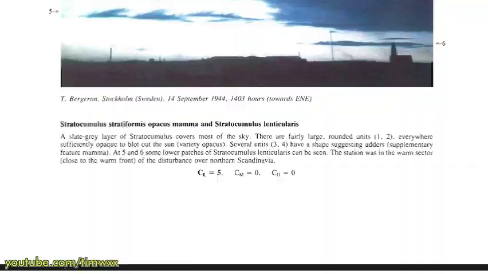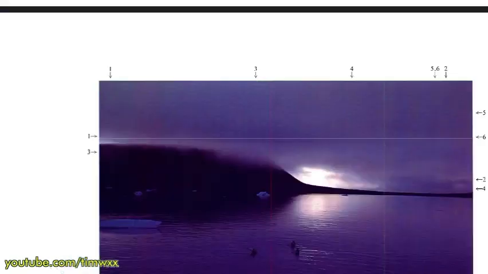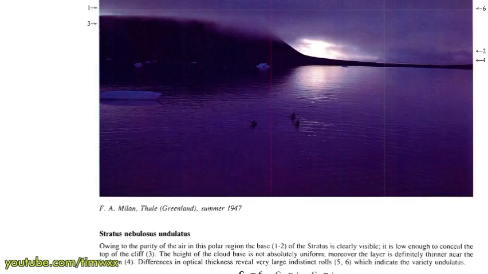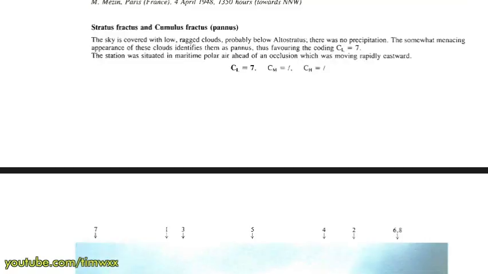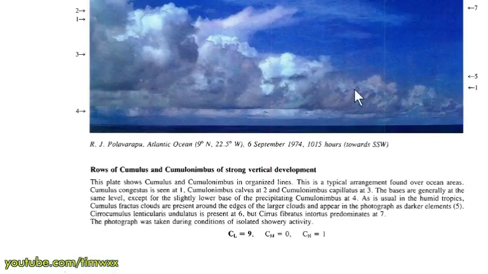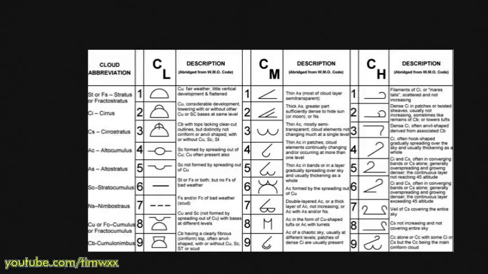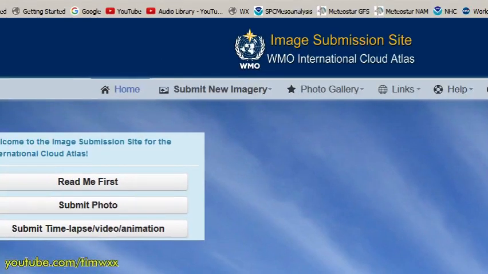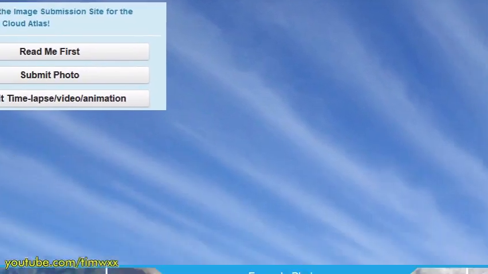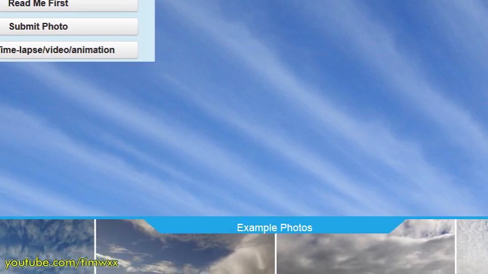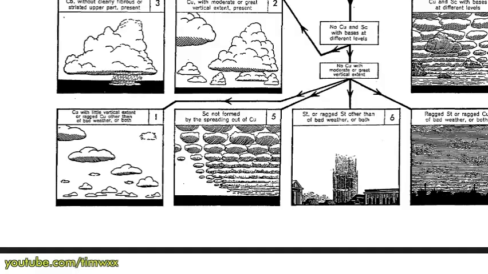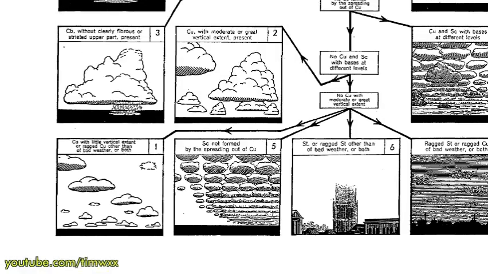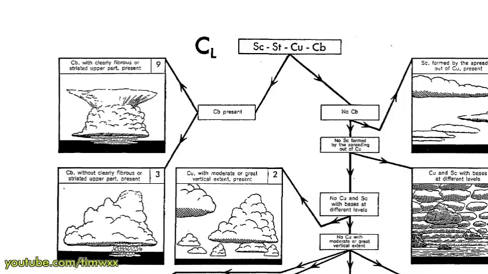We kept a copy of this WMO Cloud Atlas in all the weather stations I worked at, and we would browse through it from time to time to get familiar with all the different cloud types, and I would definitely recommend checking that out. And this is where you can get it here. This is the WMO International Cloud Atlas site, which is very neat, and they've actually got the Volume 1 too. And they've got little flowcharts in here for finding the cloud types.